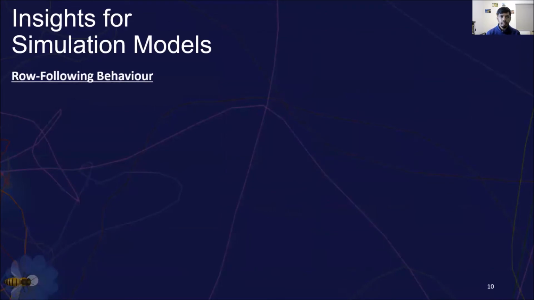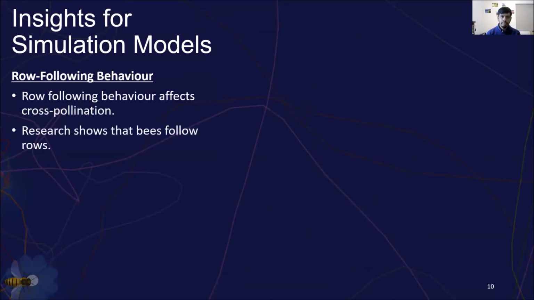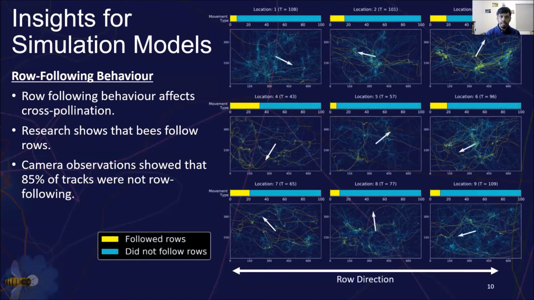So, as I mentioned before, row following behavior of pollinators directly affects cross-pollination. Previous research conducted using visual observations has identified that honeybees tend to follow rows, minimizing the possibility of cross-pollination. But our results show that 85% of recorded honeybee tracks were not row following, and indeed they were row crossing, facilitating the cross-pollination process. So these observations are very different to our understanding of honeybee behavior related to cross-pollination.